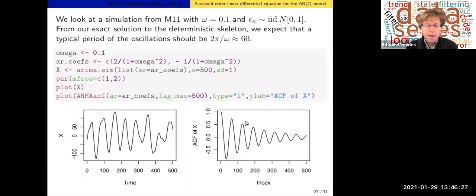So we see x of t is kind of like what we reasoned it should be. There are peaks every 60 or so time points. So there's 1, 2, 3, 4, 5 peaks before time 300. But there's also some randomness. It's not perfectly regular like a spring or clockwork. In particular, you can see the ACF kind of tailing off like this. There are peaks roughly every 60 time units in the ACF.